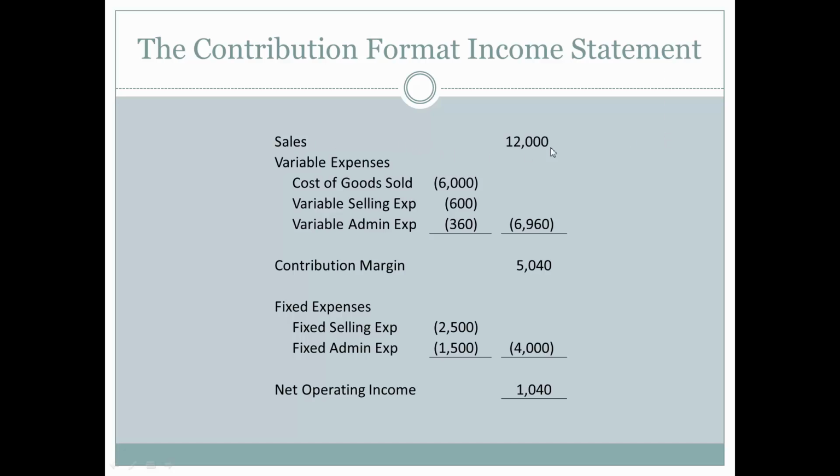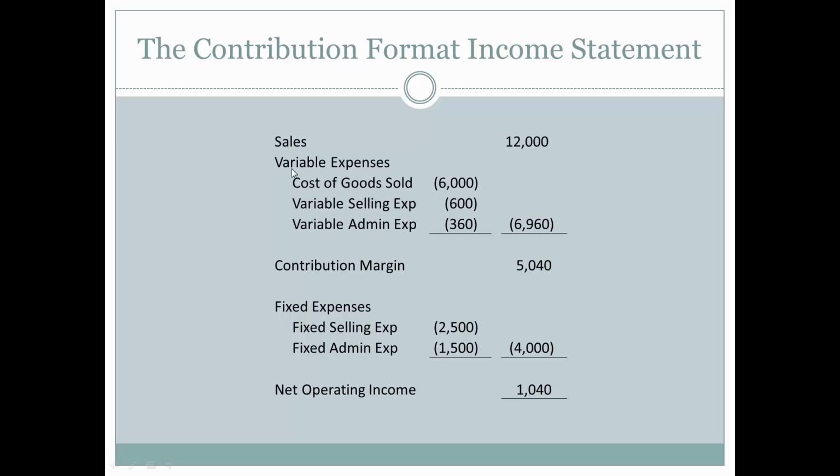The sales will be the same as sales as you would have in GAAP. However, we're going to break out costs and expenses based upon how they behave. Variable expenses will be accumulated together and will be deducted from sales in order to yield the contribution margin. The contribution margin is what is left over after variable expenses have been deducted in order to meet fixed expenses. From the contribution margin, we will deduct fixed expenses and yield net operating income.